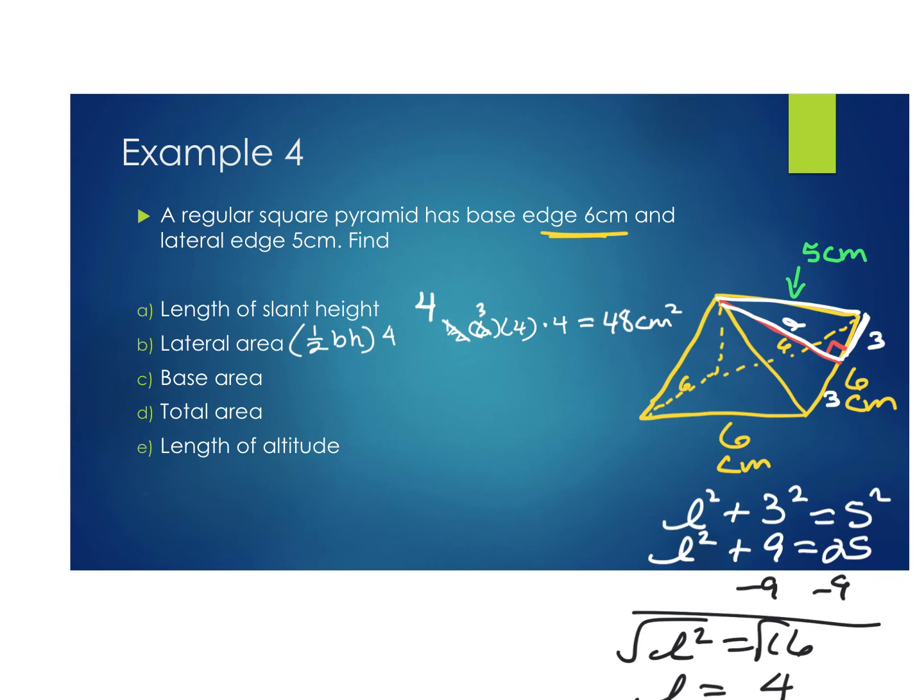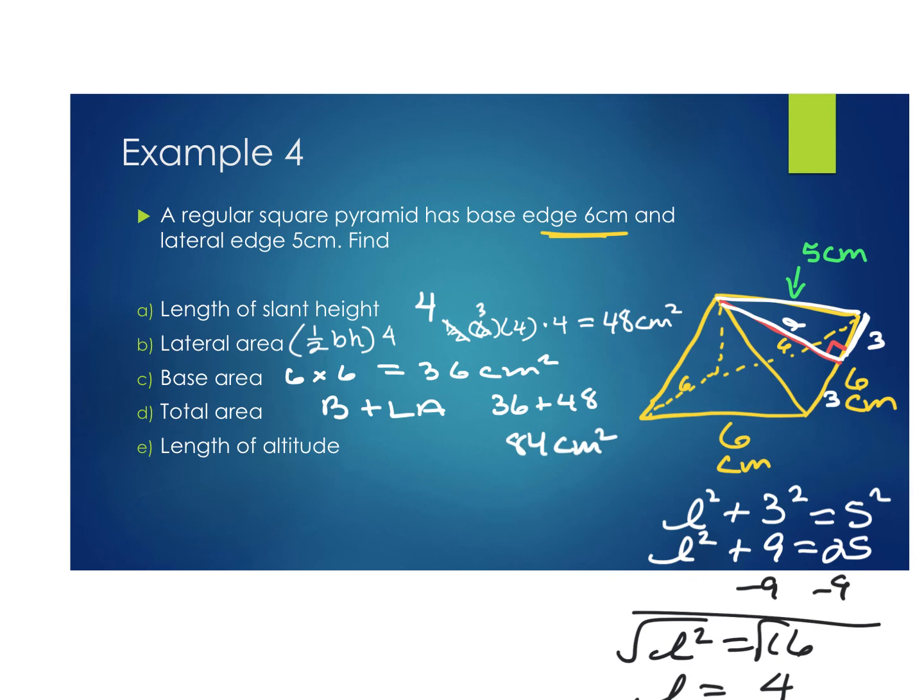For my base shape, it's a square, so I'm just going to do 6 times 6, and it's 36 centimeters squared. For total area, what we're going to do here is find the area of the base, which we did, plus the lateral area. So my base is 36. My lateral area was 48. So my total area is 84 centimeters squared.